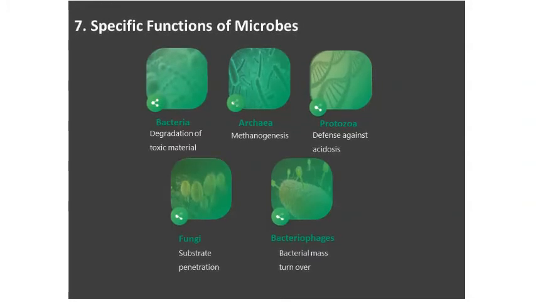The last group is the bacteriophages. These are bacterial viruses, and bacteria are poorly digested in the rumen. The bacteriophages help in bacterial disintegration and release of amino acids for the animals' use.